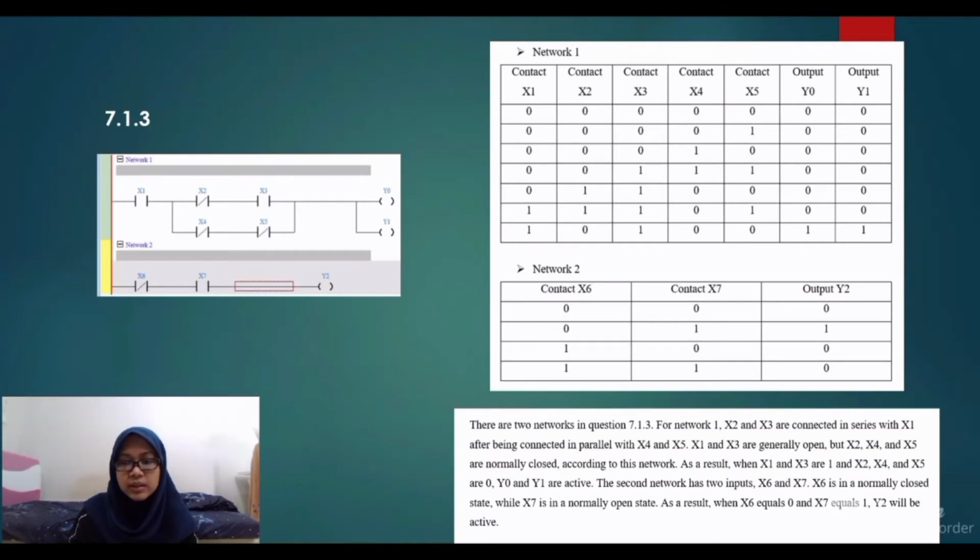The second network has two inputs, which are X6 and X7. X6 is in a normally closed state, while X7 is in a normally open state. As a result, when X6 equals 0 and X7 equals 1, the output Y2 will be active.